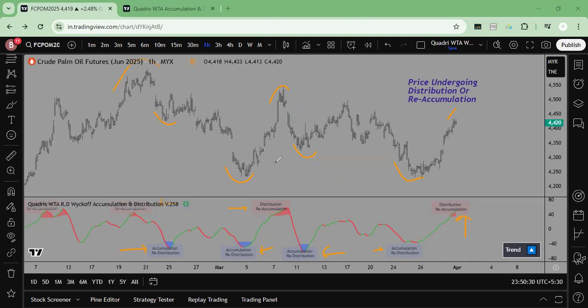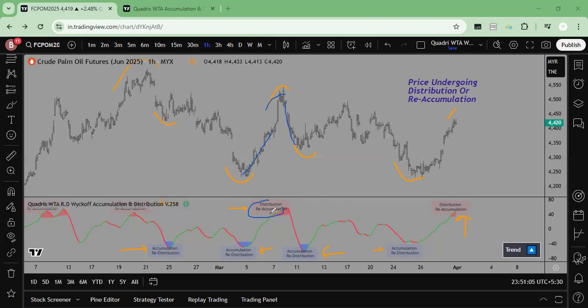Because in the days of Richard D. Wyckoff, there was no volume. He just used to get ticker tape, and based on that he used to make his own hand chart, and based on that he used to do the schematic analysis. So we are using technology to our advantage. This is a distribution. What does distribution mean? After a distribution, price is about to go downwards. After an accumulation, price is about to go upwards.